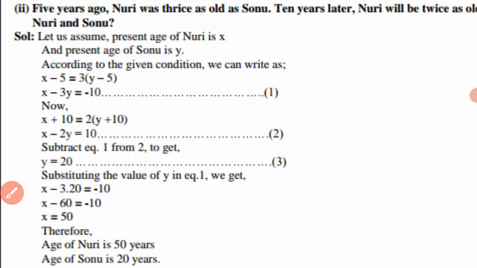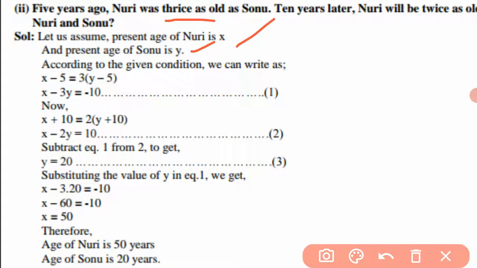let us assume the present age of Nuri be x. So we can take the age of Nuri be x and the present age of Sonu be y. So according to the question, 5 years ago Nuri's age was 3 times Sonu's age. So Nuri's age before 5 years was x minus 5, and Sonu's age before 5 years was y minus 5. Now making the equation, x minus 5 equals 3 into y minus 5. Solving this, it will become x minus 3y equals -10. So this is equation number 1.